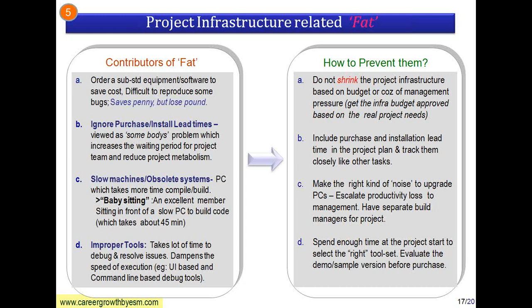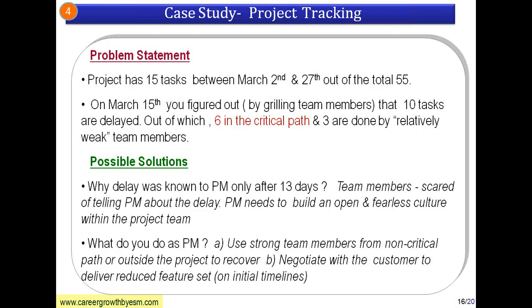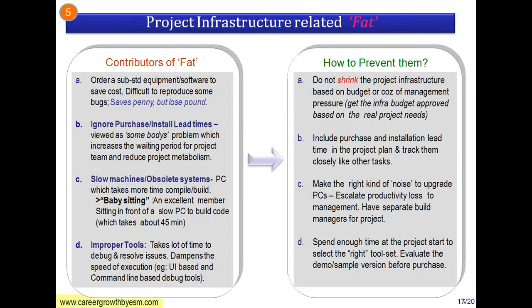What happens is when you have a team member who is extremely good and is sitting in front of a PC, and it takes about 1 hour to compile the code, what is the overall productivity? It is called integrated productivity: the productivity of the machine plus the human being.